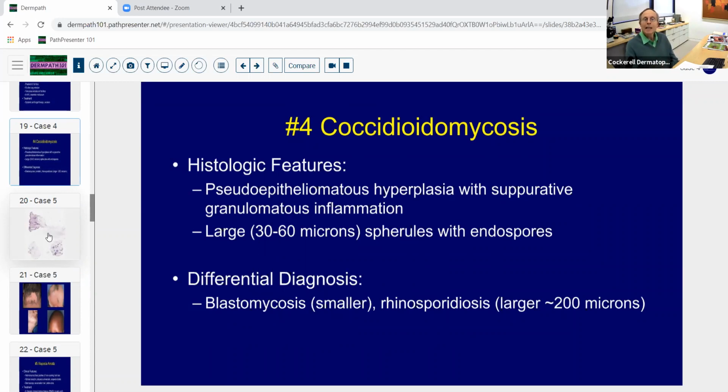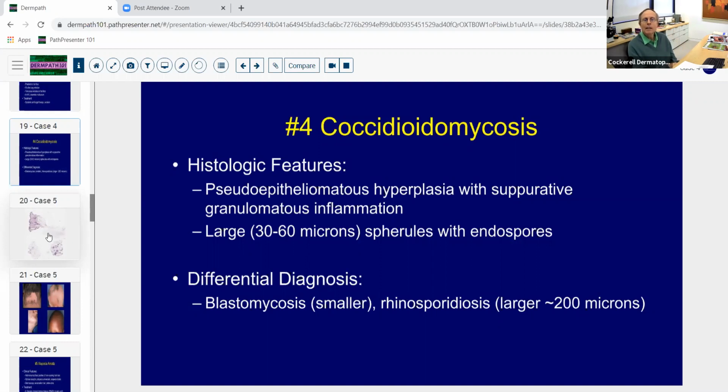suppurative granulomatous dermatitis with pseudocarcinomatous hyperplasia. Think infectious. Start looking for organisms, and then look for the spherules of the endospores for cocci. Look for blasto, rhinosporidiosis, which we really don't see in the United States very frequently. Much larger organisms. That's not even really a fungus. Actually, it's more of an organism that lives kind of in an area of the genetic tree, kind of close to a parasite and a fungus. So it's a little different organism, interestingly enough. And it's much larger than you see with cocci.